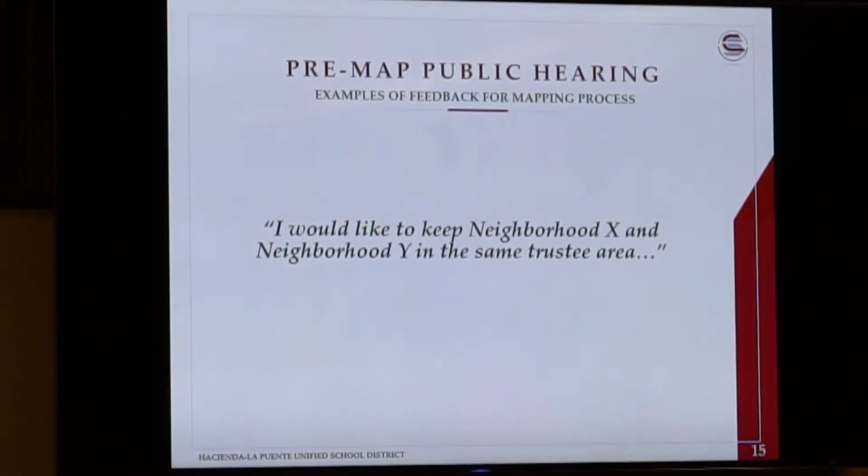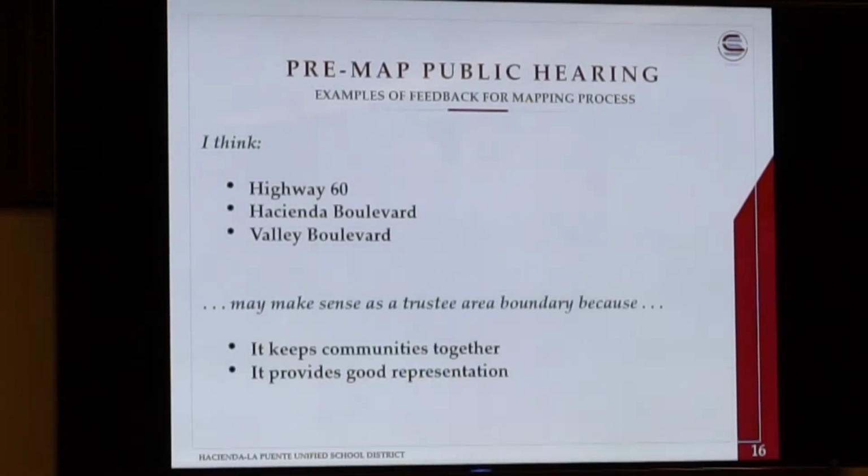So, what are we looking for? Examples of that feedback include, what neighborhoods do people think should be together? I think this neighborhood and that neighborhood should be in the same area, or I don't think that neighborhood and that neighborhood should be in the same area. I think certain roads should be used as dividing lines. Highway 60, Hacienda Boulevard, Valley Boulevard. Name a road you think should be a good dividing line, or vice versa should not be a good dividing line. Maybe both sides of Hacienda Boulevard really are one community, and should be kept together as opposed to using it as a dividing line. So that's the type of feedback that is helpful to hear as we embark on this map drawing process.